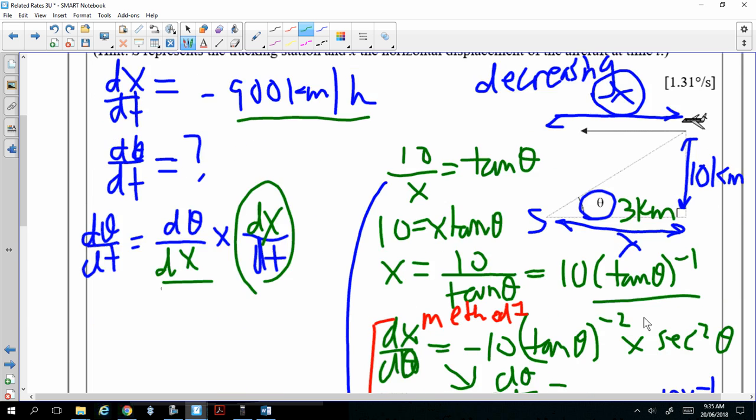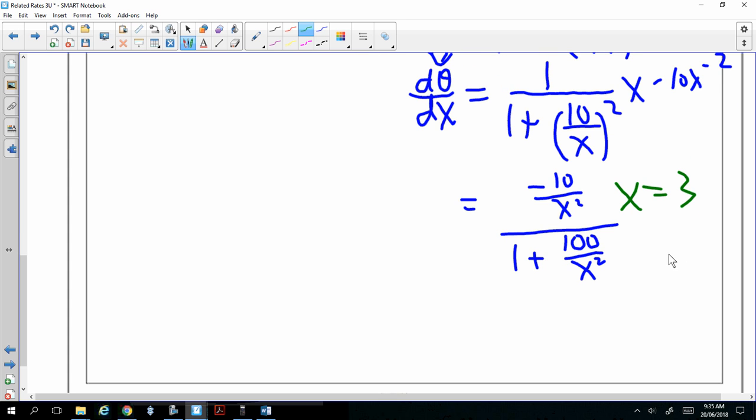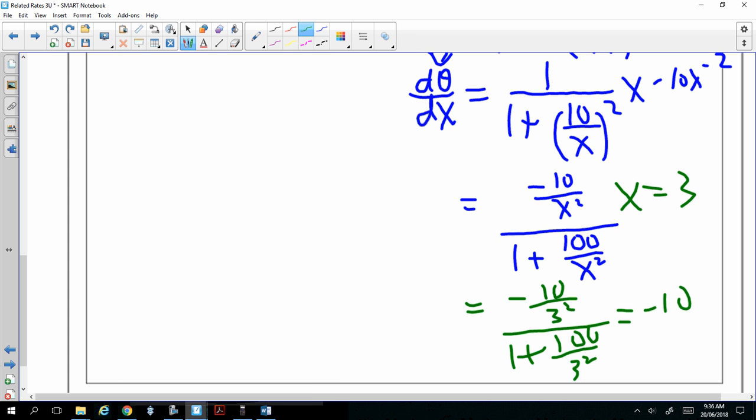So we're going to type fraction and just copy what it looks like, and then put negative 10 over 3 squared, which is 9, over 1 plus another fraction, 100 over 9, equal. Your calculator just gives you an answer, which is good, negative 10 over 109. So we got dθ/dx straight away. Another approach is the differentiate trick, which can be a bit tricky, but you could explore that yourself.